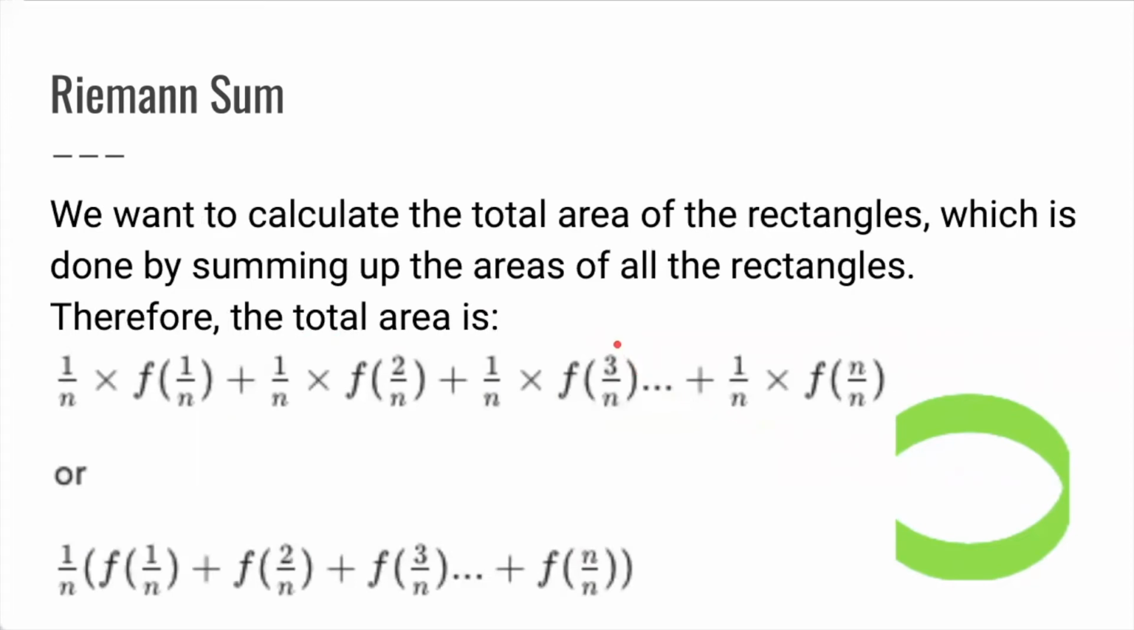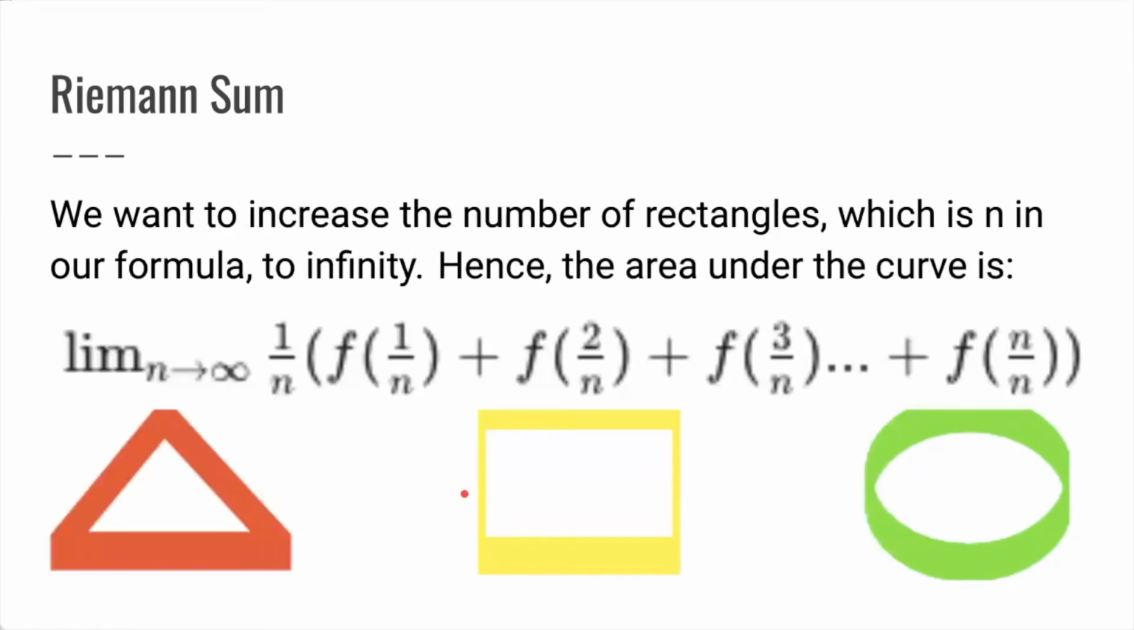So we want to calculate the total area of the rectangles. So we add up all of the areas. That is equal to this right over here. This is the area of the first rectangle plus the area of the second rectangle plus the area of the third rectangle all the way to the area of the nth rectangle. And then notice that all of the terms have a 1 over n, so we can factor that out. Now we want to increase the number of rectangles to infinity. In our formula, n is the number of rectangles. So we want to calculate the limit as n approaches infinity of this series.